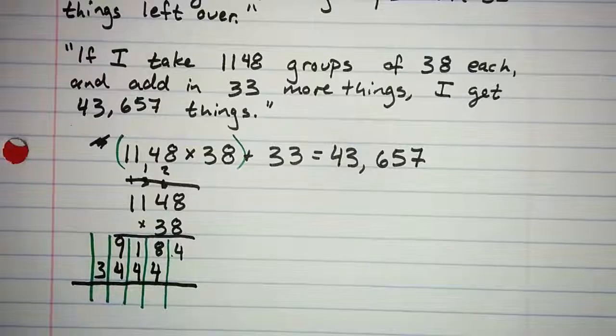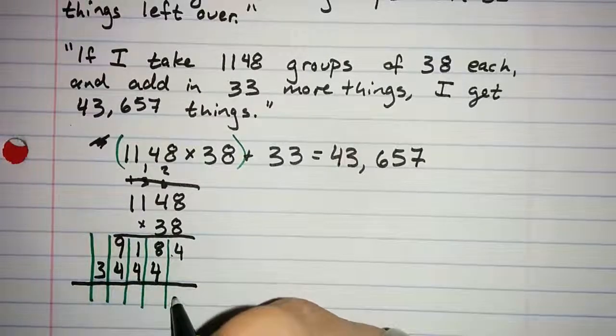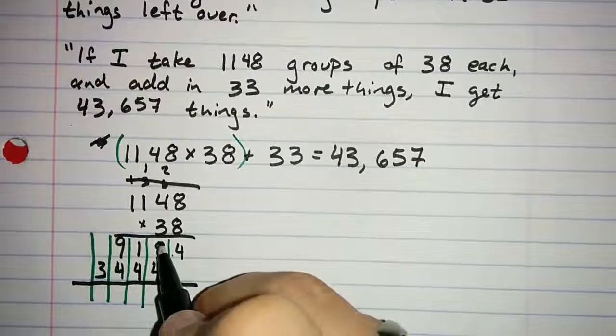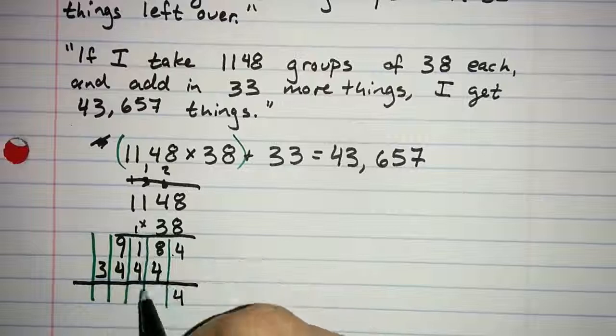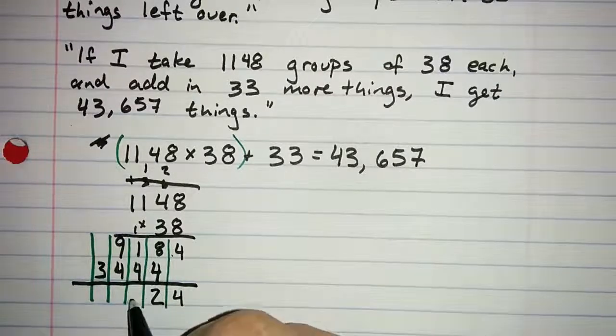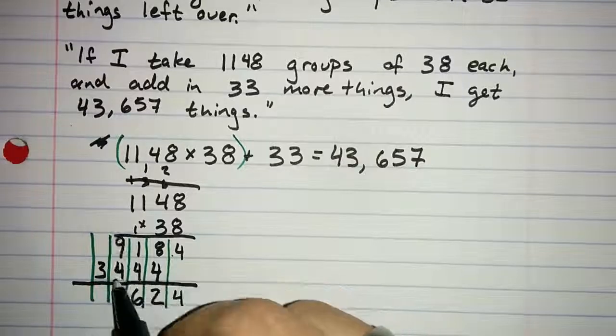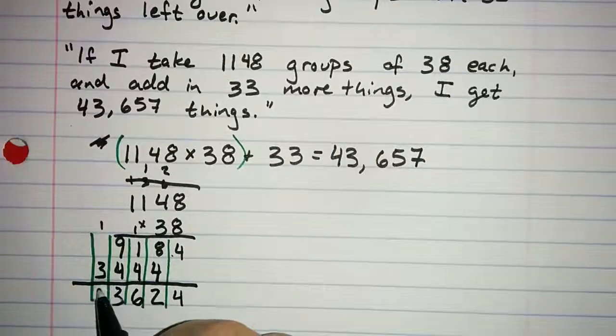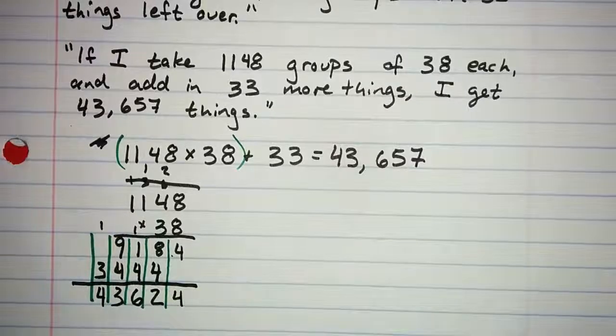Now what do I do with these two numbers? Right, I add them up. 4 plus nothing is 4. 8 plus 4 is 12. 1 plus 1 is 2, plus 4 is 6. 9 plus 4 is 13. 1 plus 3 is 4.